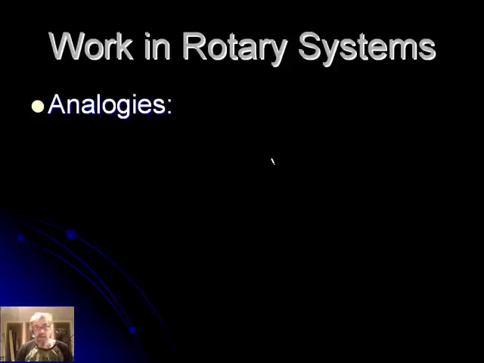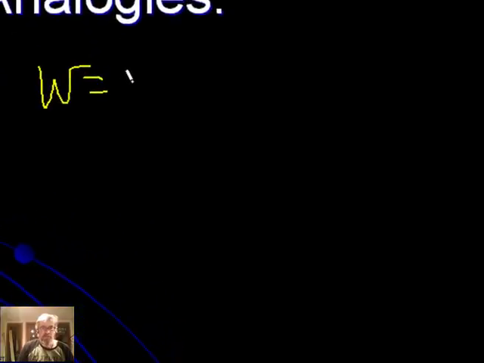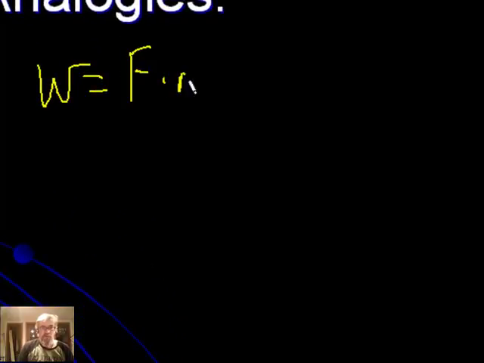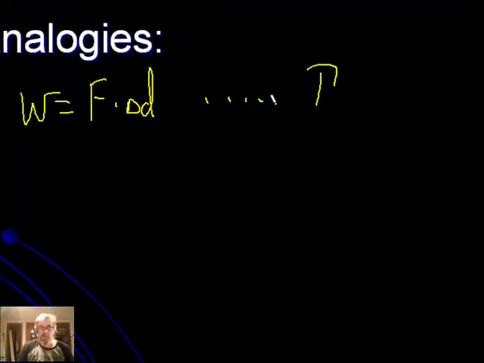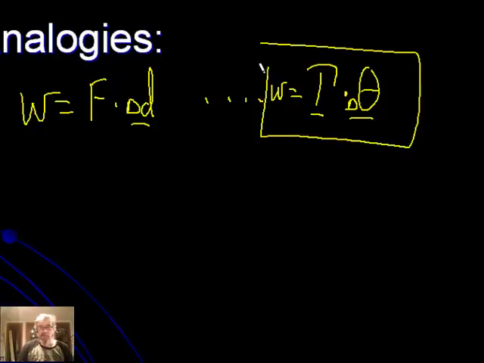As you might imagine, there are some analogies that help us deal with rotary systems. Working with the things that we've learned today so far, work is equal to force times delta D, but the analogy for force in a rotary system is torque. So work is equal to torque times, well, the analogy for delta D in a rotary system is theta, or delta theta. So if I take the torque and multiply by the change in angular position, I have the work. So that could go in your toolbox along with the linear version.